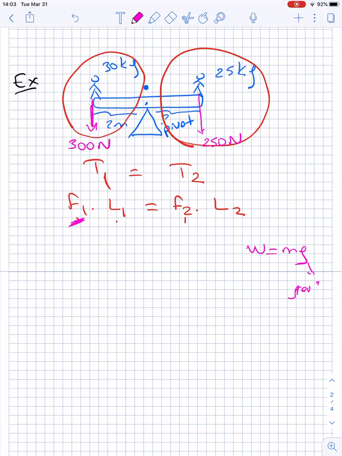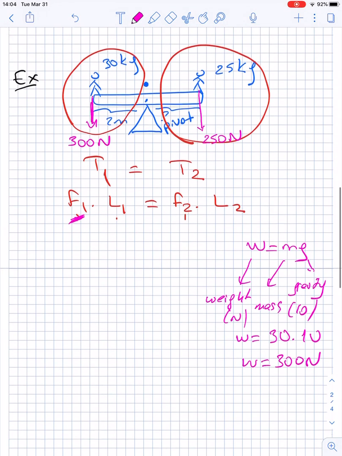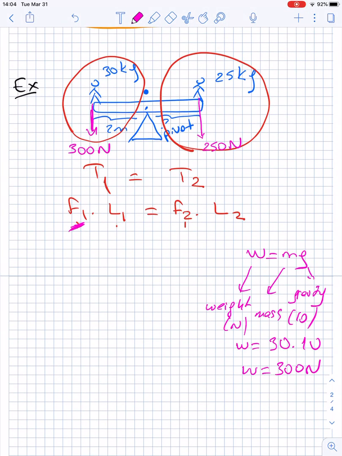G means gravity. It is 10. M means mass of object. And W means weight. Unit is Newton. Okay, for the first boy, how can we find gravitational force? Weight is equal to, first boy is 30 kilograms, gravity is 10, weight of boy is 300 Newtons. Second boy is also like this. Okay, I continue from the formulas.